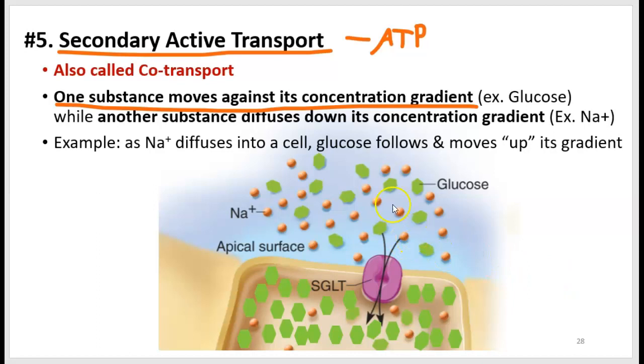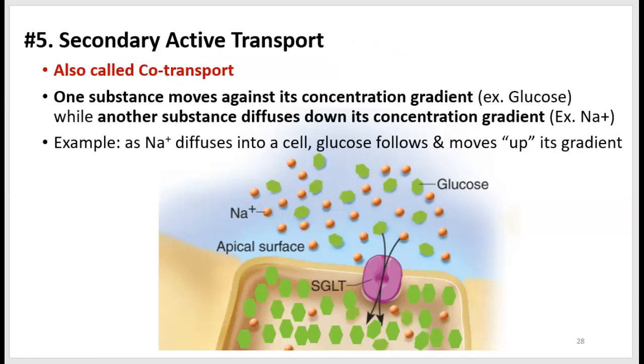Instead, what it's doing is it is moving another substance down its gradient, and that's sodium. So sodium's going downhill from an area of high to an area of low. And that just provides enough kinetic energy for glucose to also move. So it's just kinetic energy. And the movement of sodium fuels the movement of glucose.